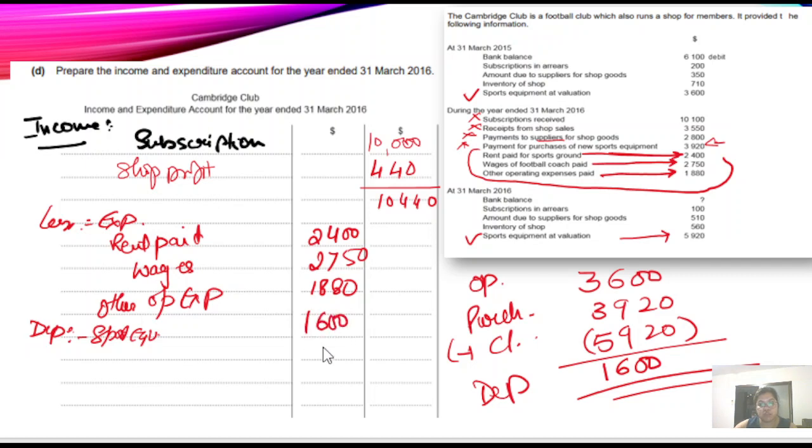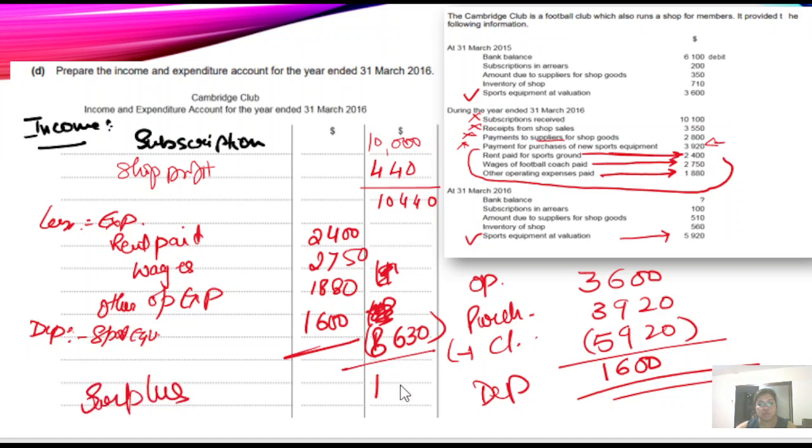Whatever amount you're getting, that is your depreciation, and that is 1600. So write down 1600 here, and then add all your expenditure, that is 8630. Now 10,440 is your total income, and your total expenses are 8630. So your income is more than your expenses, it means you're getting a surplus. Okay, so your surplus is 1810.